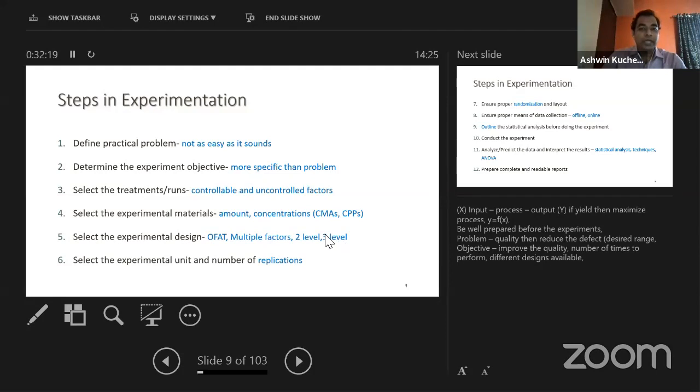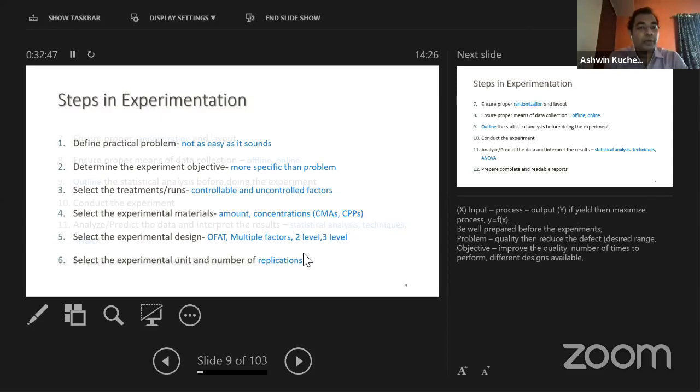If you have a large number of materials or parameters, initially go for screening, to select a smaller number of parameters from the large set. After selecting this, select an experimental unit and the number of replications. Number of replications is a principle of experimentation. We will be discussing replications in our further slides, so just hold on to this.